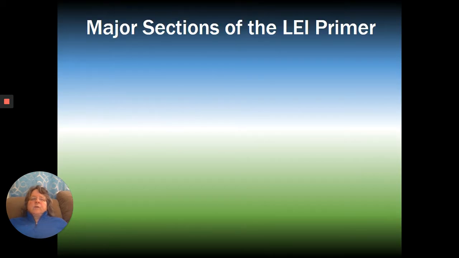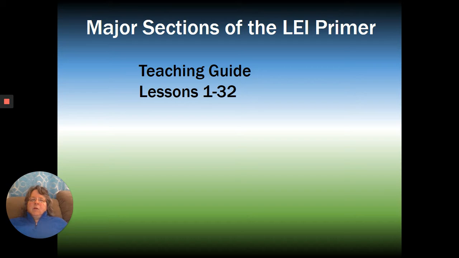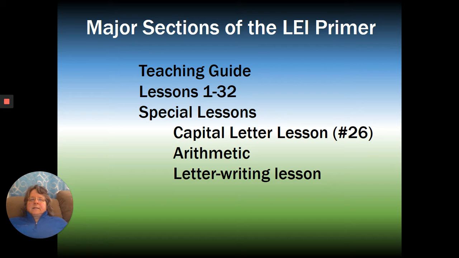First, let's remind ourselves of the major sections of the LEI Primer. We have the Teaching Guide, which helps the teacher know how to teach the lessons. We have lessons 1 through 32, which are the created lessons: the story's new material for that culture and that people group language. We have our special lessons. The capital letter lesson is number 26 in most lessons. The arithmetic lesson and the letter writing lesson.